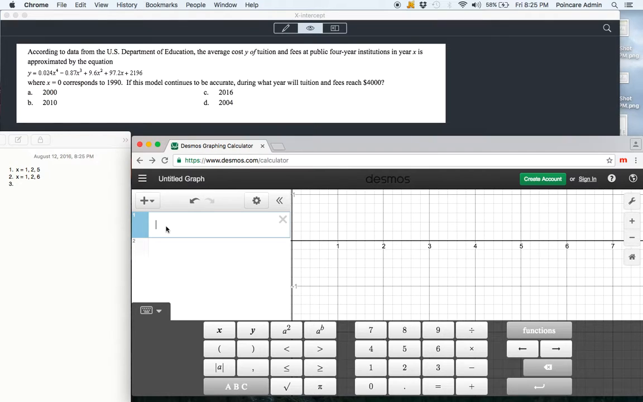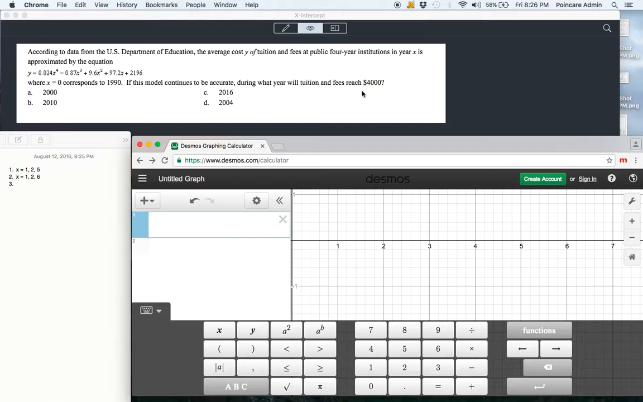Anyways, I'm not going to read the whole thing, but basically the average cost of tuition is Y, and we put in X and get out the average cost of tuition. That's what this equation gives us. Then they tell us, and this is what's kind of weird, that X equals 0 corresponds to 1990. So that means the average tuition in 1990 was 2196, because this would all zero out. And that's why this problem is so weird.